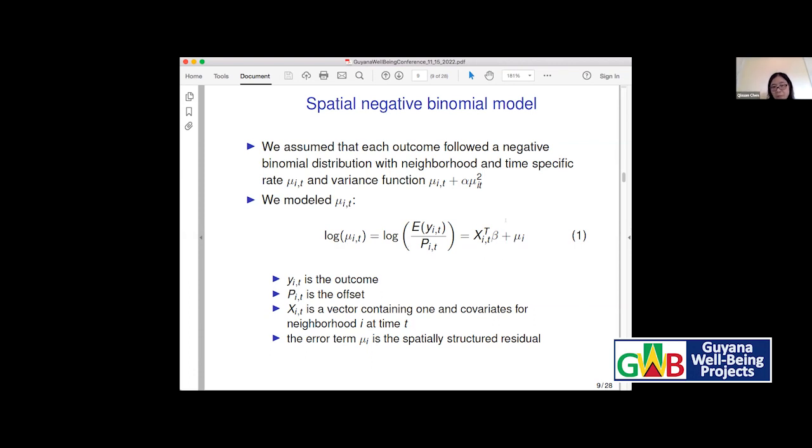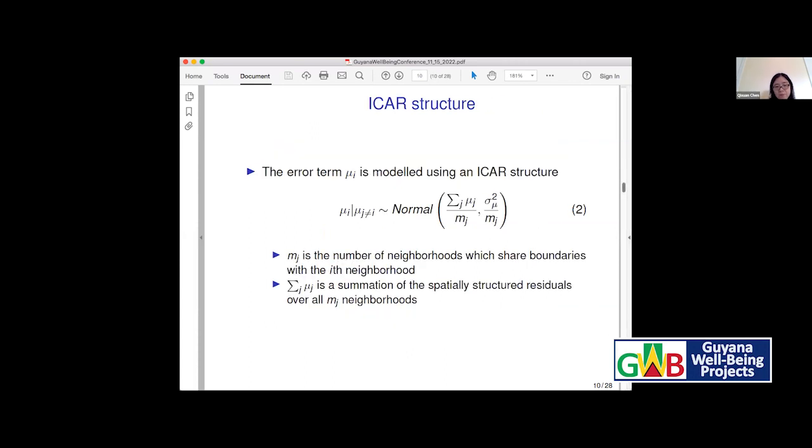On the right-hand side of the regression model, we have X, which contains the vector for the intercept and all the covariates at the neighborhood level for neighborhood i at time t. And then you can see we also have another term called u_i. This is an error term, but it is typically different from what we see in a regular regression model. With u_i, we want to model the spatial structure, the correlation between neighborhoods. So that's where we bring in this ICAR structure idea.